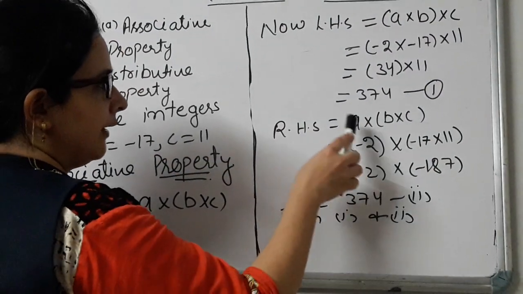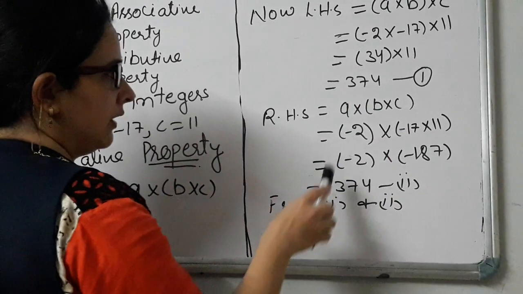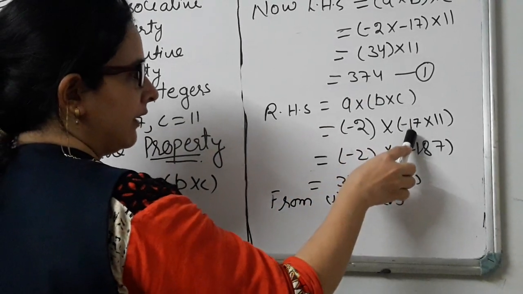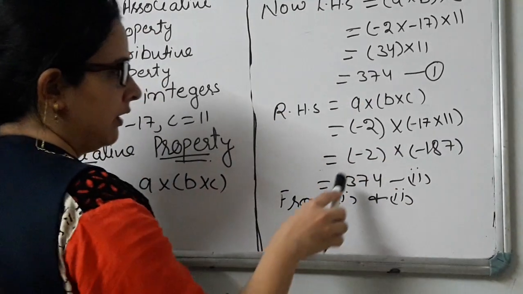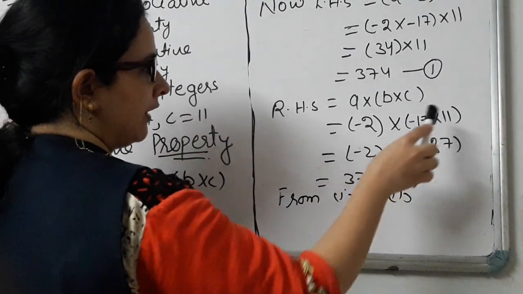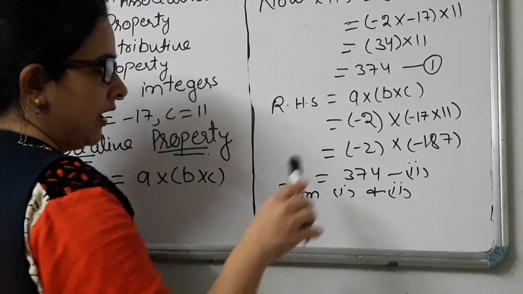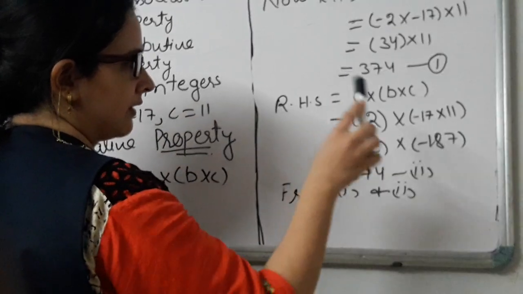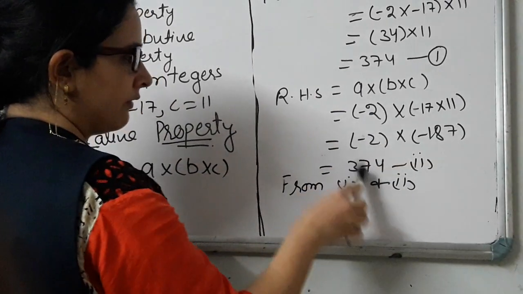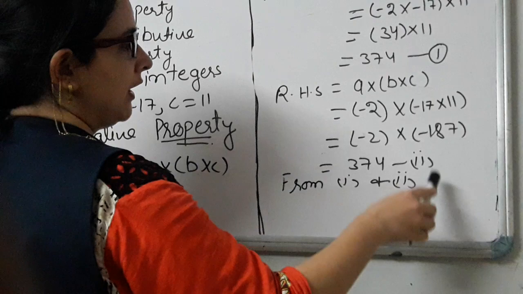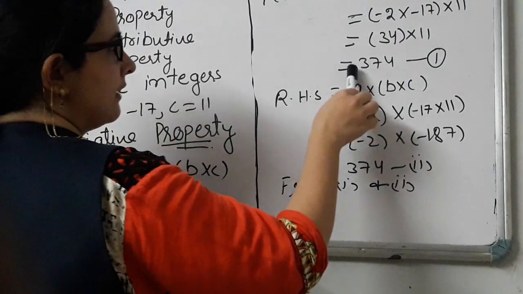Now right hand side, A × (B × C), that is -2 into, in the bracket, -17 into 11. -17 into 11 is -187. Here again minus and minus is plus. So 2 into 187 is 374. In both the equations we can see that the answers are same.